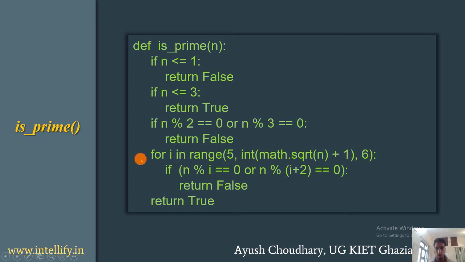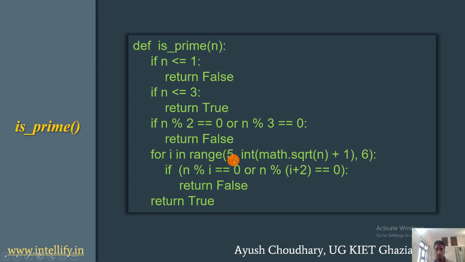One thing here is we are not checking for 4, because if a number is divisible by 4, it will be divisible by 2. And I have already checked for 2, so I don't need to check for 4. So I will directly check for 5 and the next elements.